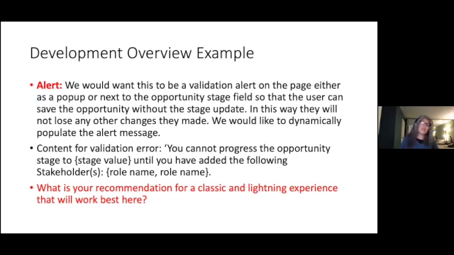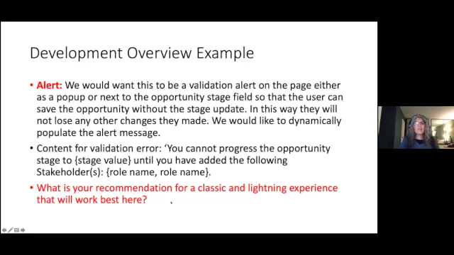So again, we're back into concepts. So alert, we want this to be a validation alert on the page, either as a pop-up or next to the opportunity stage field, so the user can save the opportunity without the stage update, and they'll not lose their changes that they've made. And we'd like to dynamically populate the alert message. So here I'm just saying, this is the content we want. And this is something I might have talked to the business owner about, right? You can't progress the opportunity stage until you've added the following stakeholders. And then here would be the role names that are missing.